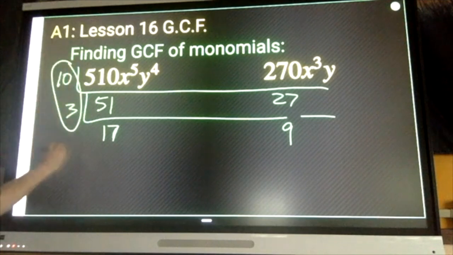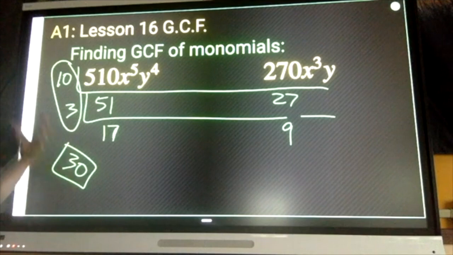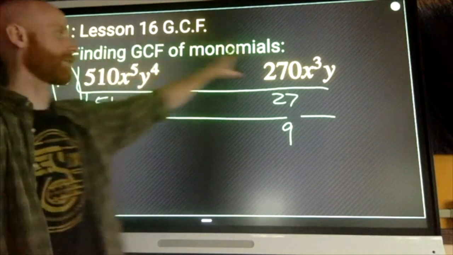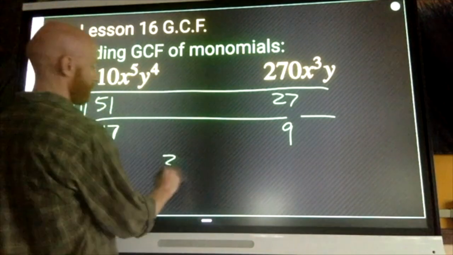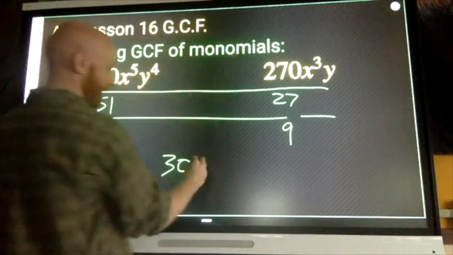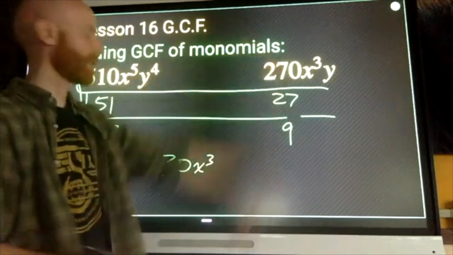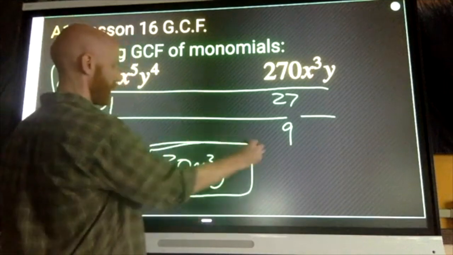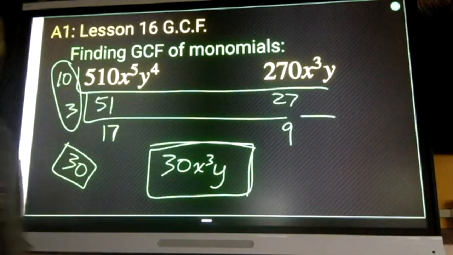Multiply on the left, 3 times 10 is 30. 30 is my greatest common factor. It's the biggest small thing that divides into 510 and divides into 207. All right, so 30, and then looking at my variables, x to the fifth, x to the third, I will take the smaller one, x to the third. y to the fourth, y, again, I will take the smaller one, y to the first, right? This is my GCF final answer. All right, greatest common factor of these two.